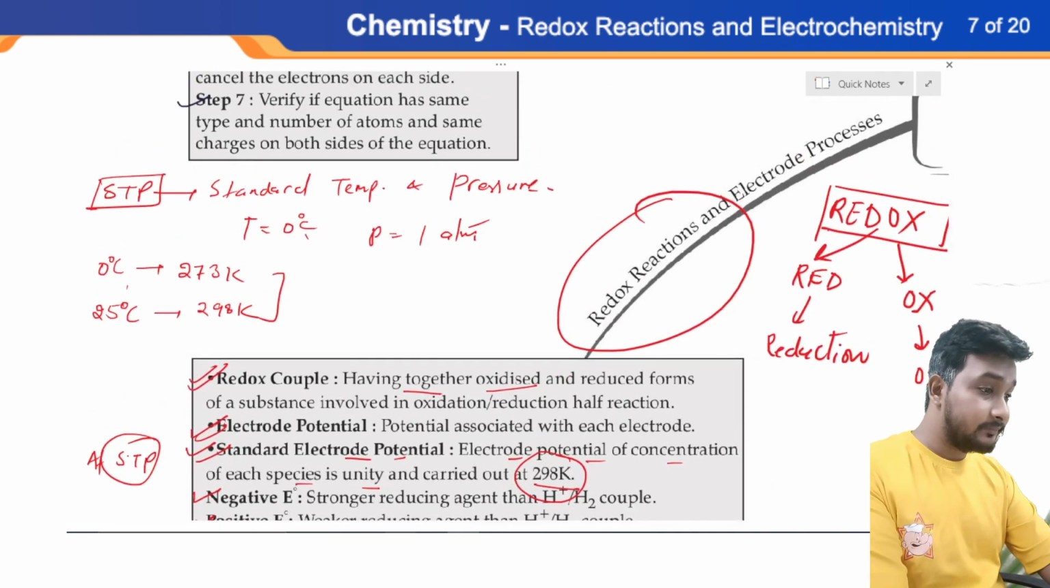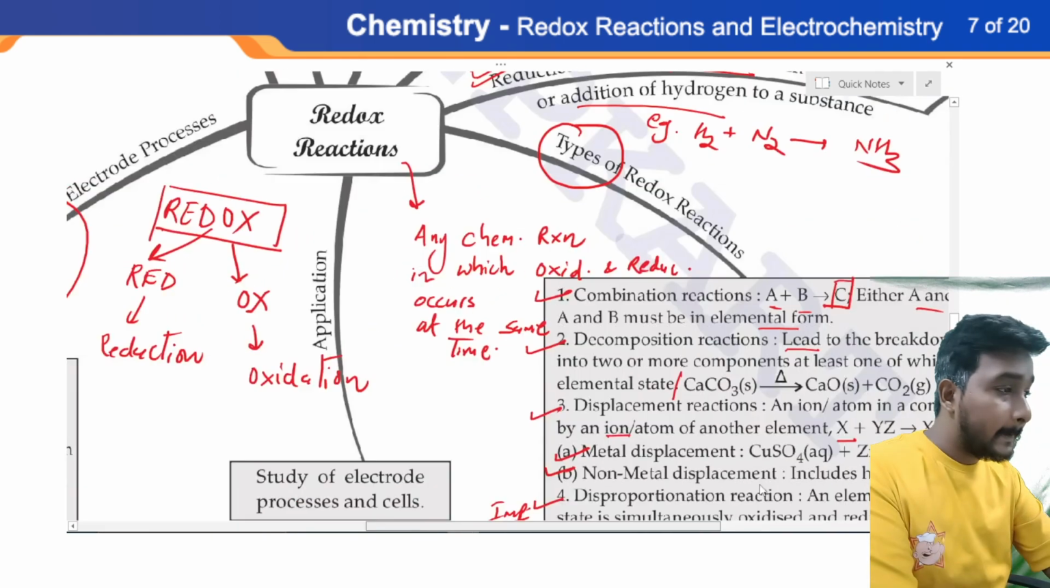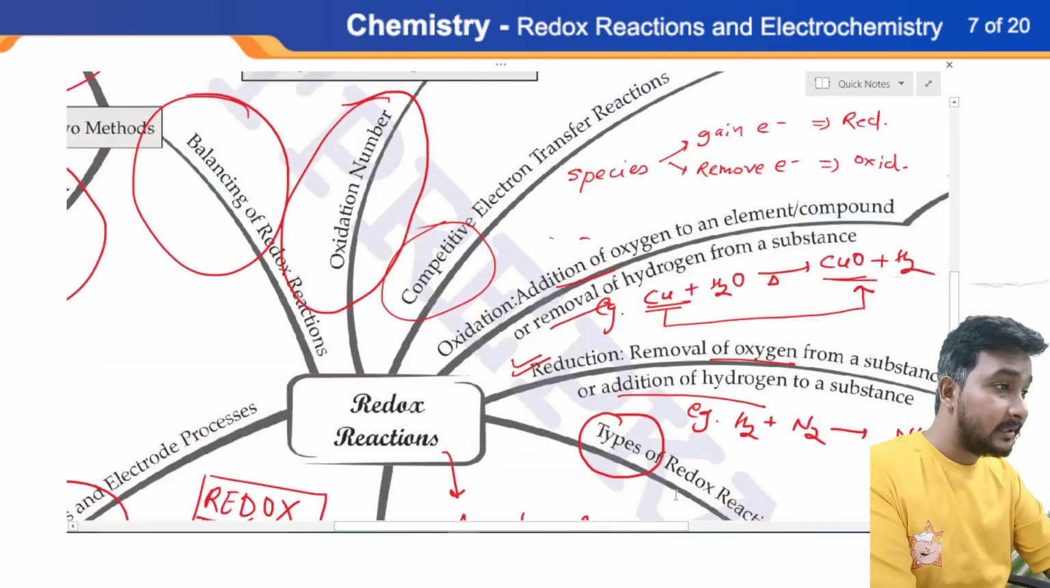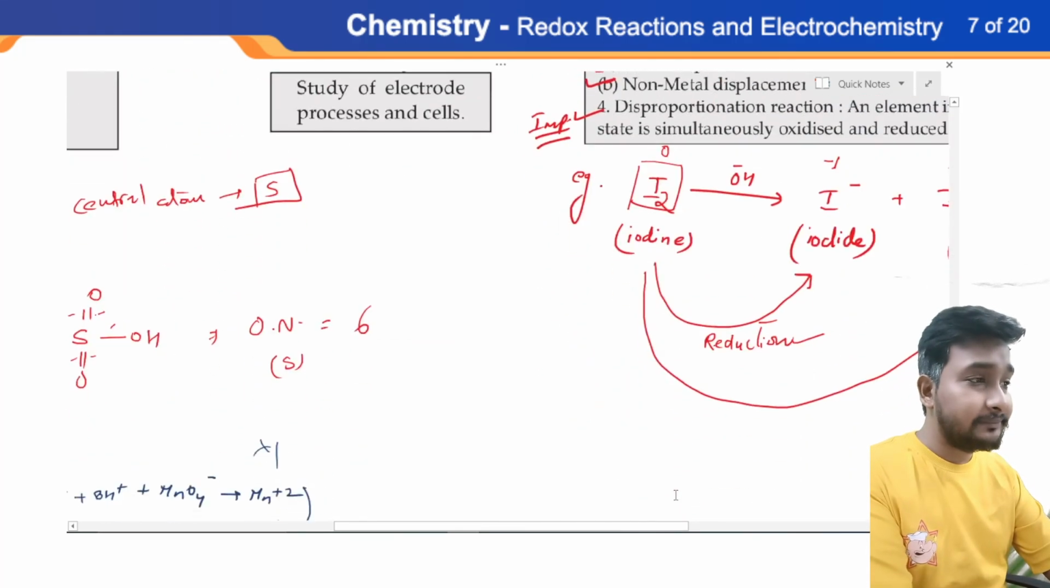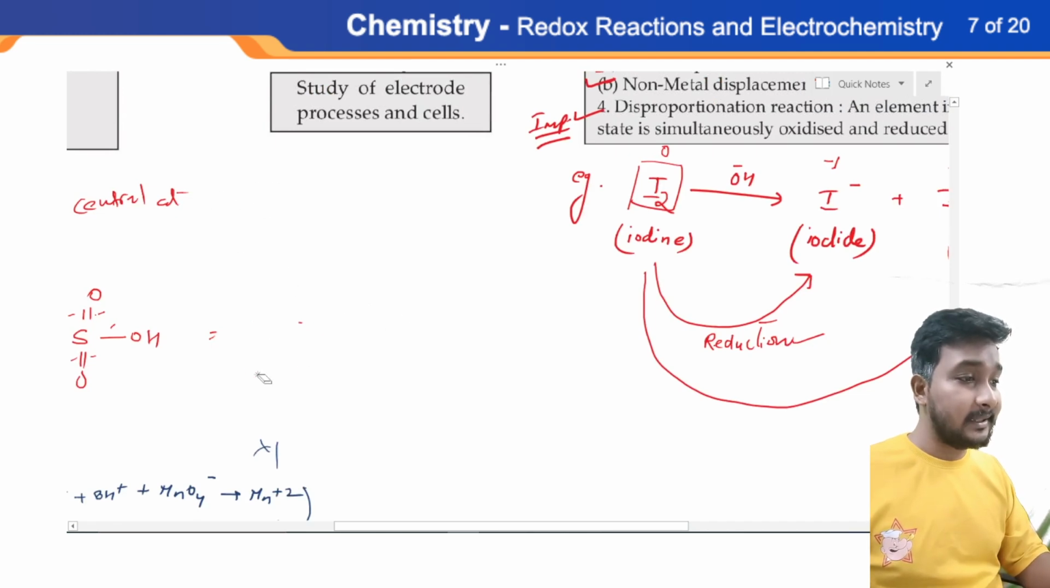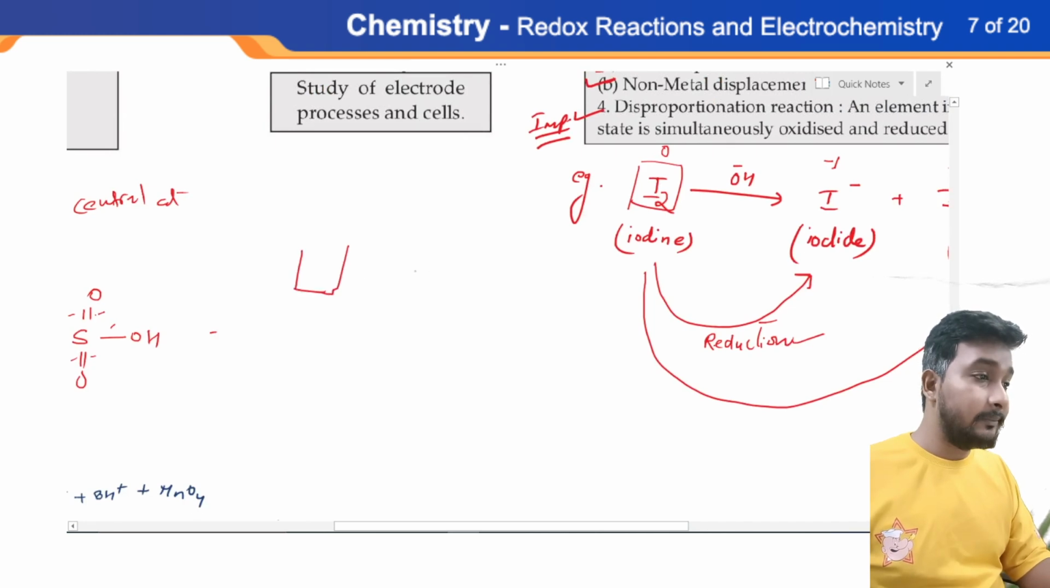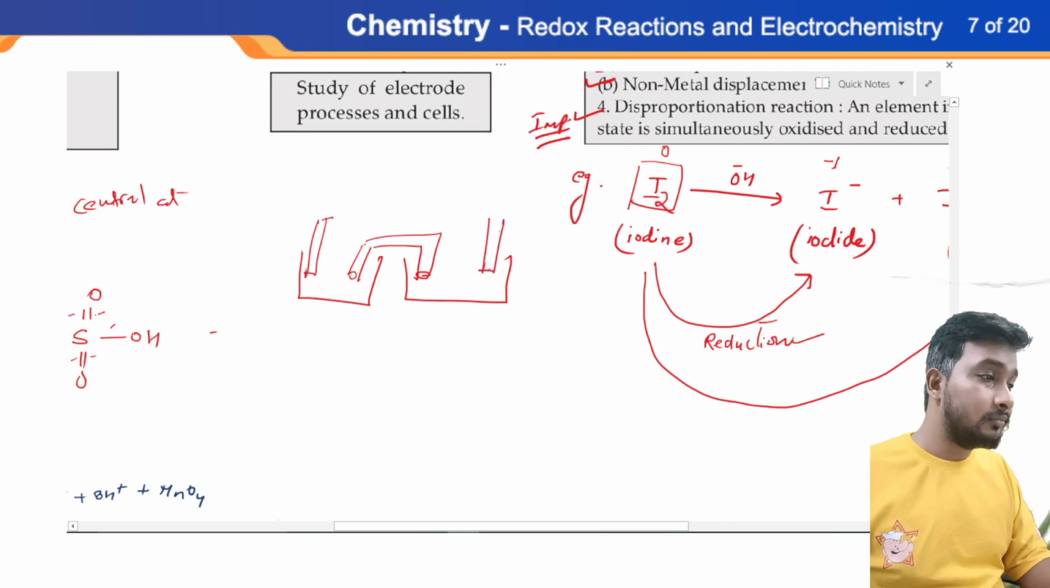So we have generally completed all the things. Only applications are left. The last but not the least, the study of electrode processes and cells. Let me show you one simple cell here. Suppose we have one beaker like this, and another beaker like this. Both the beakers are connected with a salt bridge. We have one electrode and a second electrode, and both the electrodes are dipped in the electrolytic solution.